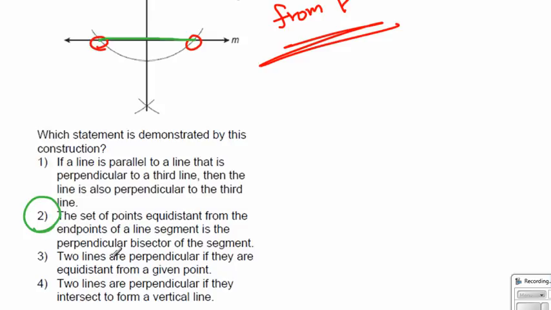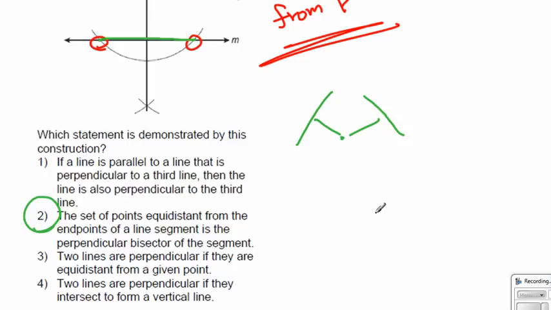Now, two lines are perpendicular if they are equidistant from a given point. If they are equidistant from a given point, that simply means these two lines can be equidistant, for example, but they don't have to be parallel or perpendicular. Now, two lines are perpendicular if they intersect to form a vertical line.